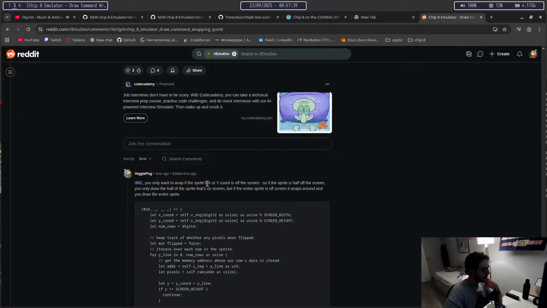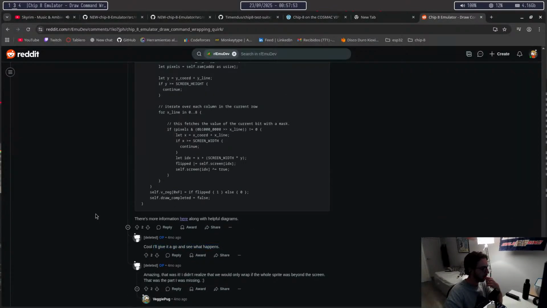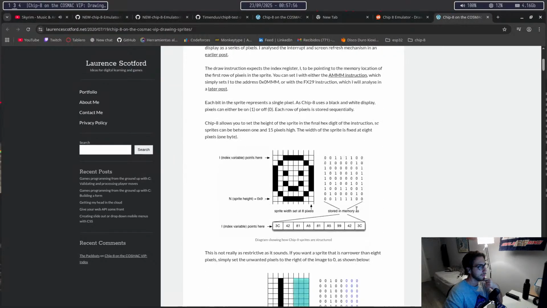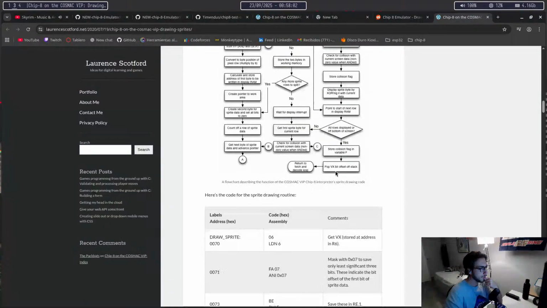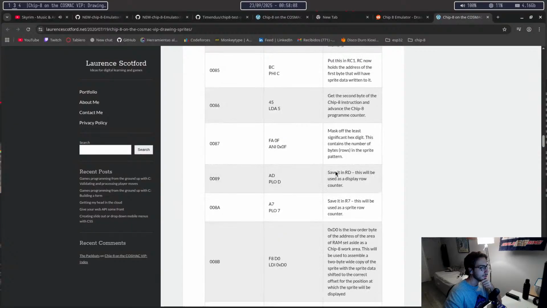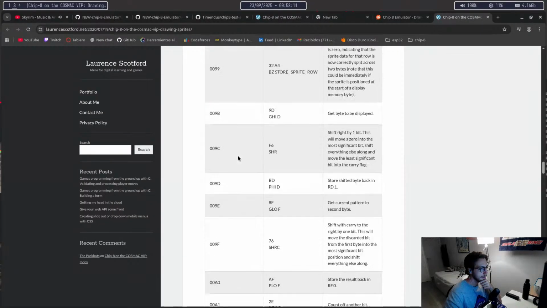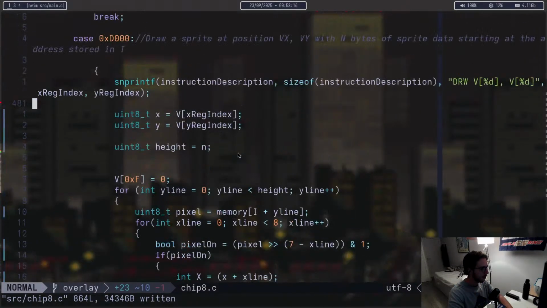I don't even know what that means. You only want to wrap if the sprite X or Y coordinates are outside the corners of the screen. So if the sprite is half off the screen, you only draw the part that's on the screen. But if the entire sprite is off the screen, it wraps around and you draw the entire sprite. Okay, so maybe what you need to do, this is the same link here, is only wrap if the coordinate is outside of it. But I think I already did that and that didn't seem to work. But I will give it a try.